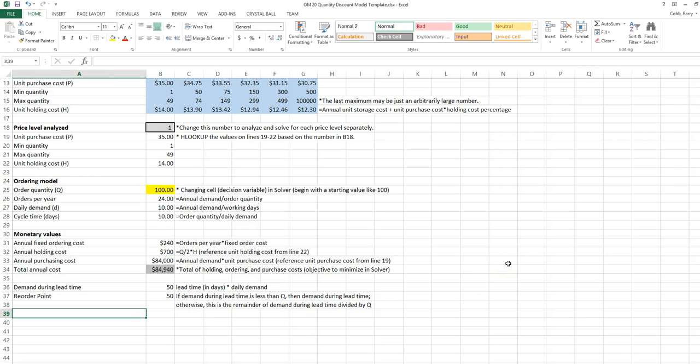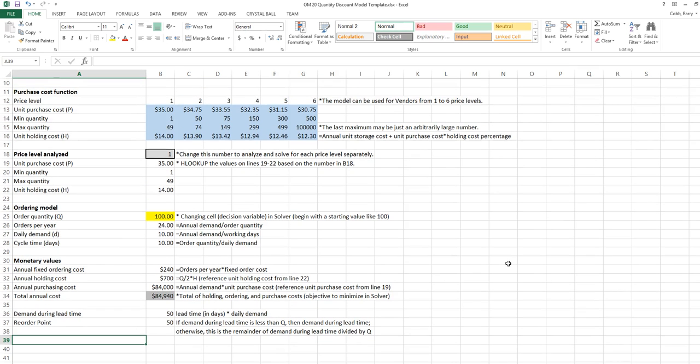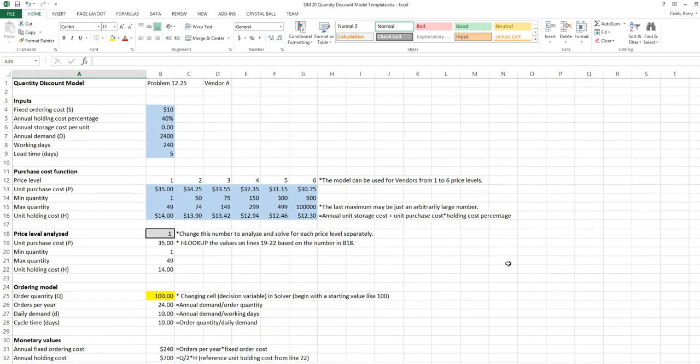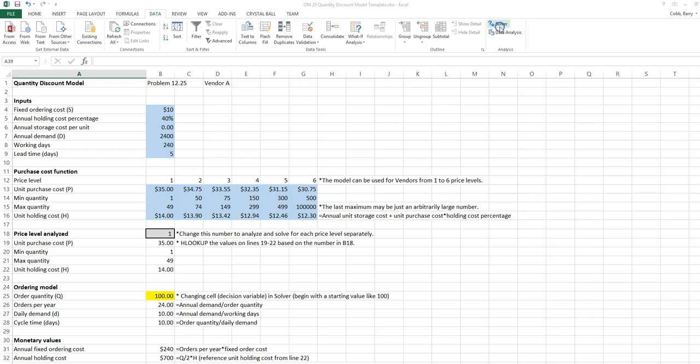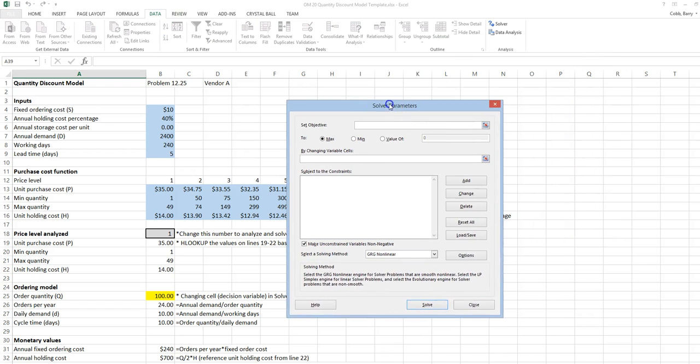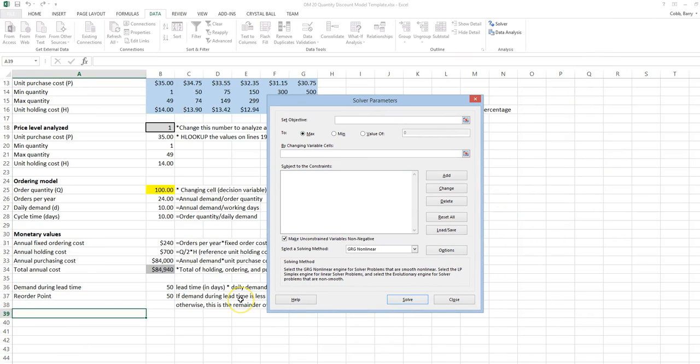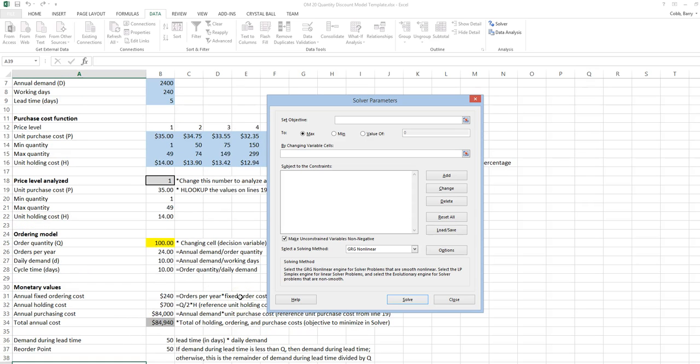We're now ready to use Solver to come up with a solution. We're going to solve this for each price level. So the objective in each case is going to be the total annual cost. We want to minimize this value. And we're going to have one changing cell. That's the order quantity.